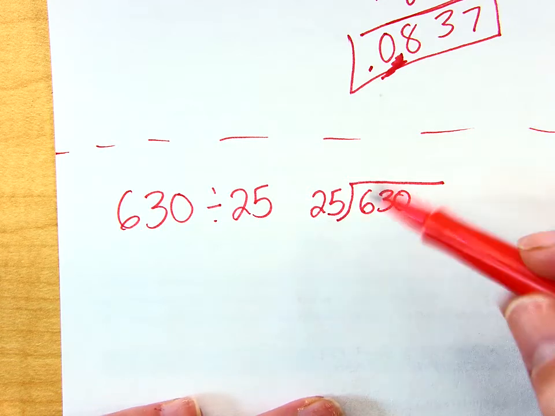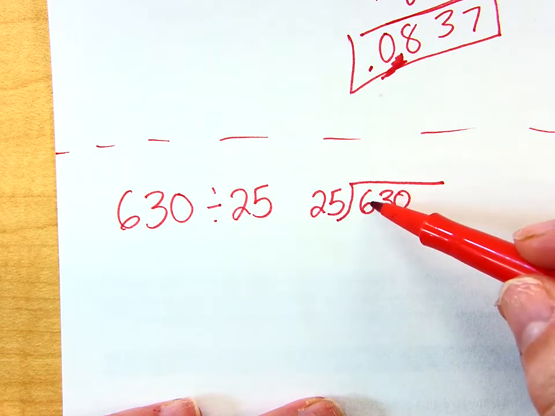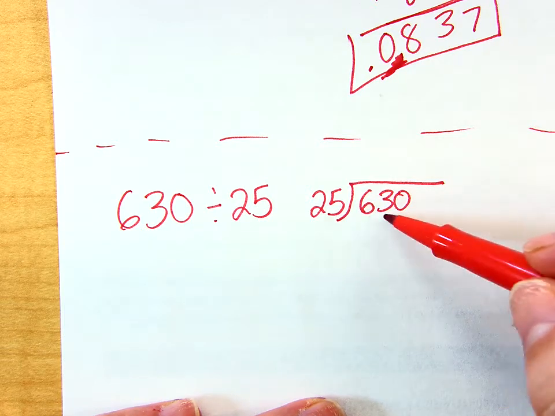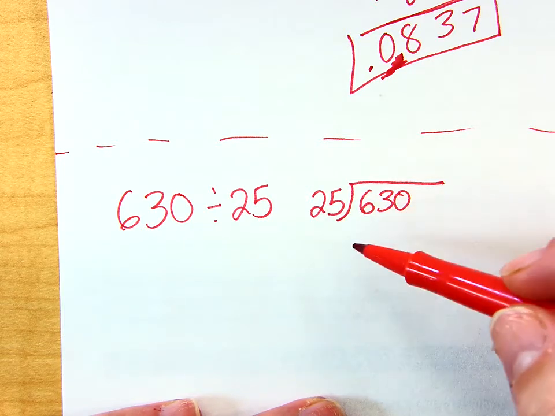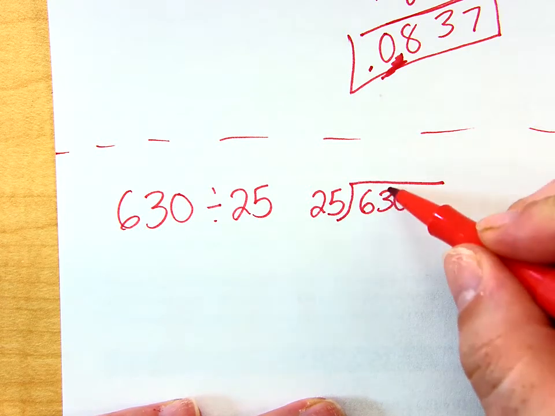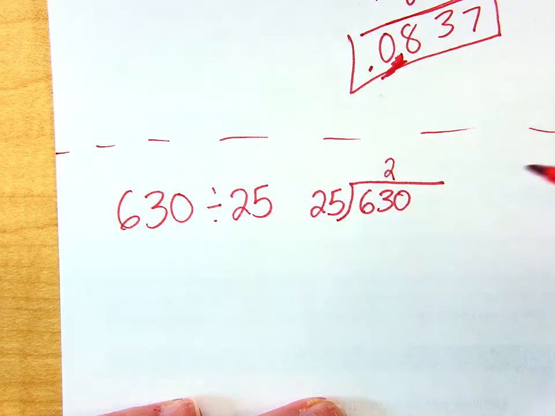25 can't go into the number 6. It's too small. So then I go 2 digits. 25 can go into 63. How many whole times can 25 go into 63? Twice. So above the 3, I place a 2.